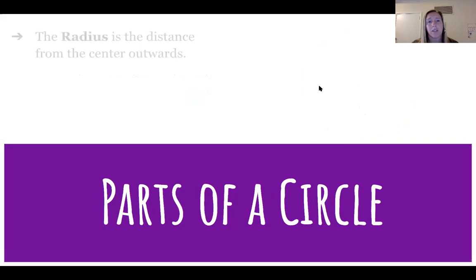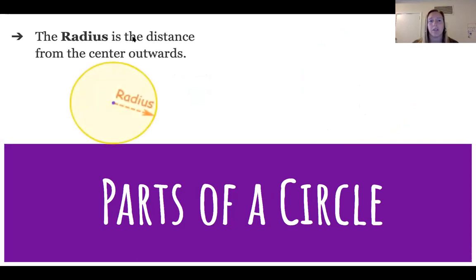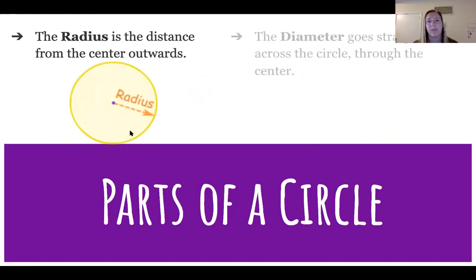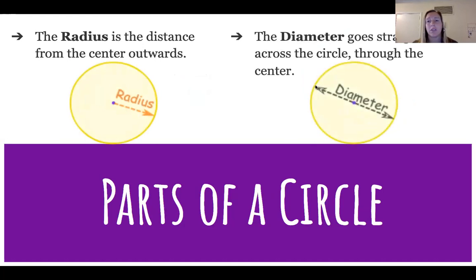When we talk about parts, we're going to talk about the radius, which is the distance from the center to the outside part of the circle. Or we'll talk about diameter, which is going straight through the circle, through the center, from one end to another. So radius is the distance from the center outward. The diameter goes straight across the circle through the center. Make sure it does go through the center.